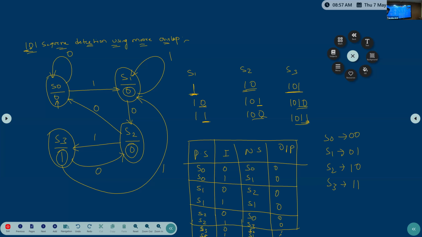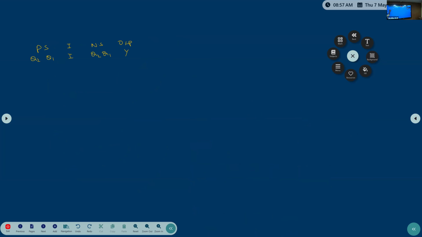So for 0 0, two cases are there, right? With input 0, it will be 0 0. With input 1, I need to go to 0 1. These outputs are 0. Next 0 1, two cases will be there. 0 1, if the input is 0, I will go to 1 0. 0 1, if it is 1, 0 1 only.